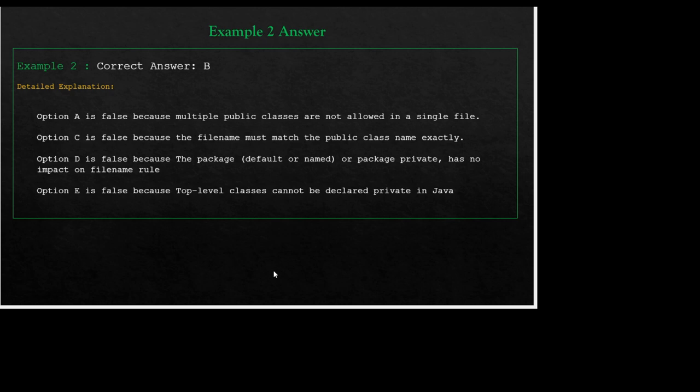So option D is also false, and option E is false because top level classes cannot be declared private in Java. It has to be default or public. So it cannot be a private class, if it's a top level class. So now we move to example 3.